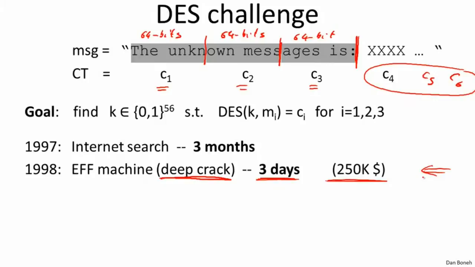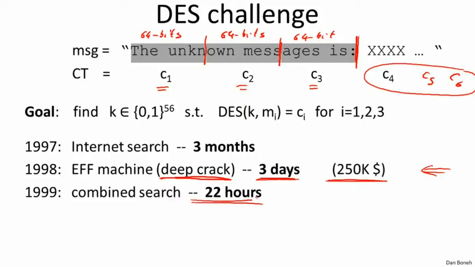The next thing that happened is in 1999, RSA issued another challenge, and they said, well, you've got to solve it in half the time of the previous solution. And so using both DeepCrack and the internet search together, they were able to break DES in 22 hours. So the bottom line here is essentially DES is completely dead. If you forget or lose your DES 56-bit key, don't worry. Within 22 hours, you can recover it. And in fact, anyone can recover it. And so DES essentially is dead and no longer secure.